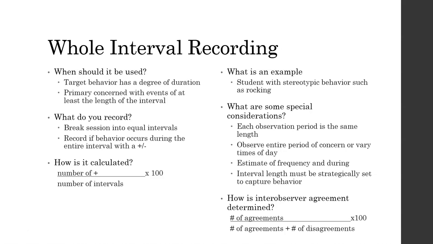A student with stereotypic behaviors, such as rocking, that interferes with other activities would be an example. Short episodes of rocking are fine, but long ones interfere. So short ones would not be evident in a whole interval recording because they didn't happen throughout the entire interval.